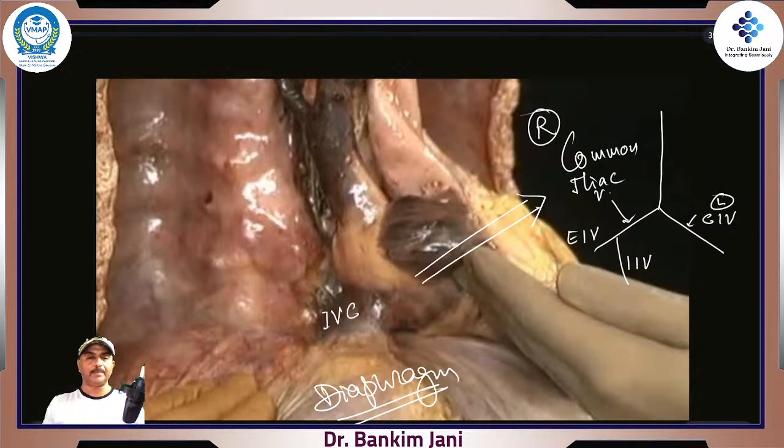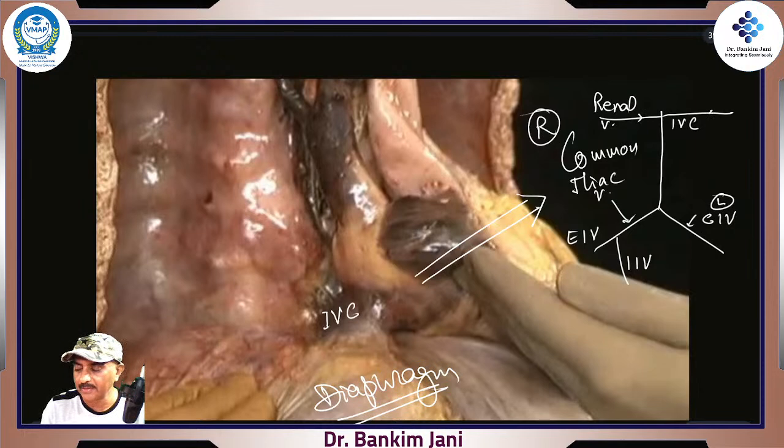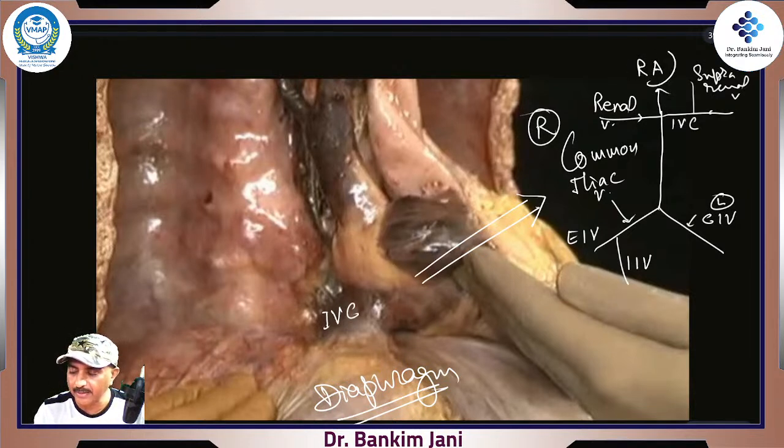A combination of both of them leads to the formation of the inferior vena cava. Obviously over here, it will be joined by the renal veins from the kidneys. Then from here there would be suprarenal veins. But then this IVC continues up. It pierces the diaphragm and immediately enters into the right atrium.